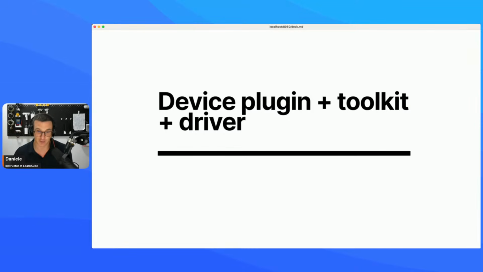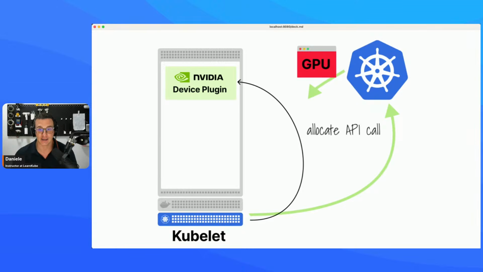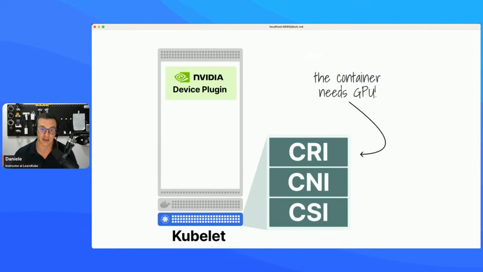And this is where the device plugin, the toolkit, and the driver work in concert. As soon as this pod is deployed there, the kubelet will say, okay, can we allocate one GPU for this pod? Then the device plugin will go and start this.